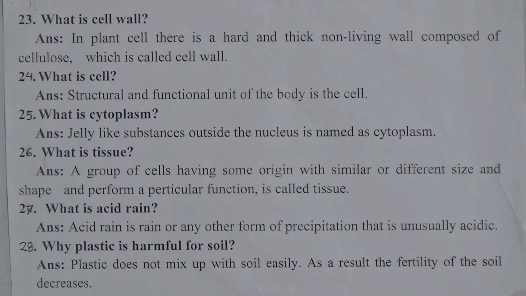Now 28 number question, and this is the last question of your oral sheet. Why is plastic harmful for soil? The answer is, plastic doesn't mix up with soil easily. As a result, the fertility of the soil decreases. I am repeating this answer. Plastic doesn't mix up with soil easily. As a result, fertility of the soil decreases.